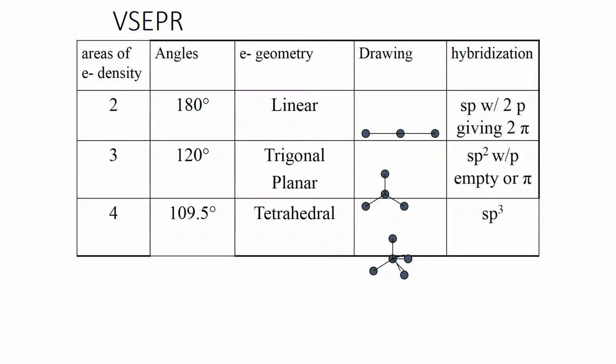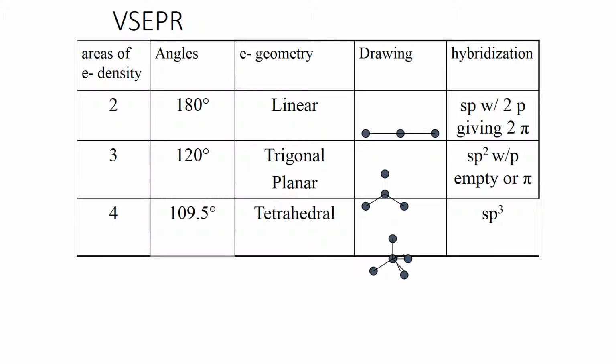Okay, to summarize VSEPR, if you have 2 areas of electron density, the bond angles are 180 degrees. You have a linear electron geometry, and you draw it just like this. What do you have? An sp hybridization with 2 leftover p's, giving 2 pi bonds. So every time you have a linear arrangement, the atom that is linear must have sp hybridization and must have 2 pi bonds attached to it, either 2 pi bonds in one direction or 1 pi bond on one side and 1 pi bond on the other side.